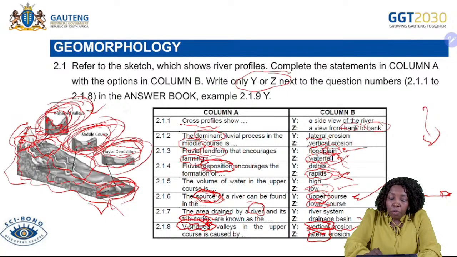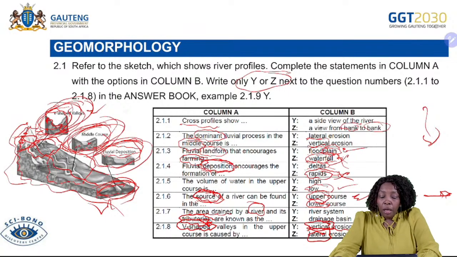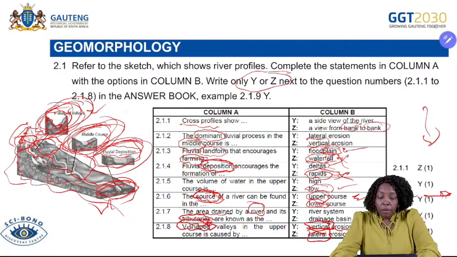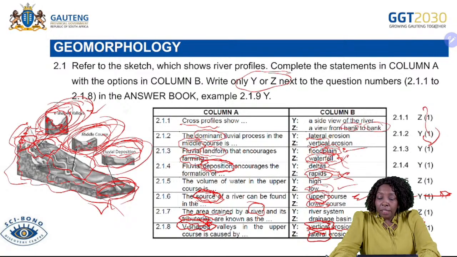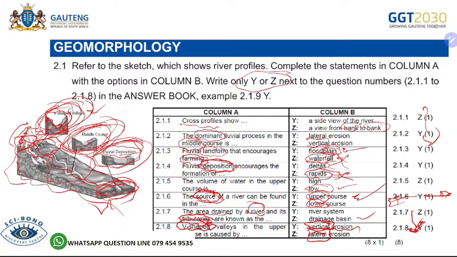So the shape of a valley that would have a narrow V would be due to the process of vertical erosion. Okay, these are the answers. As I have indicated, 2.1.1, the correct answer for that one, we said it's Z. You can see it's correct.